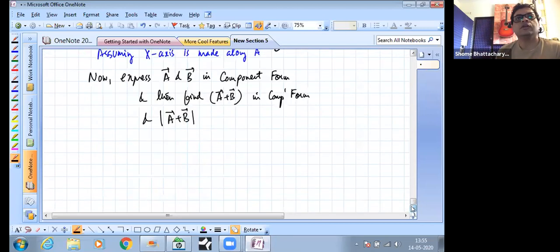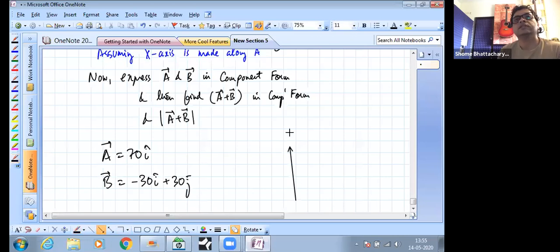Okay, so first of all, now in component form, vector E will become 70 i cap. But about vector B, you have to be a little careful. The vector B has a negative x component. It's minus 30 i cap plus a positive y component, j cap. Okay, so again, just see how the vector B was drawn. It was in the second quadrant because it's making 135 degrees with the x-axis.